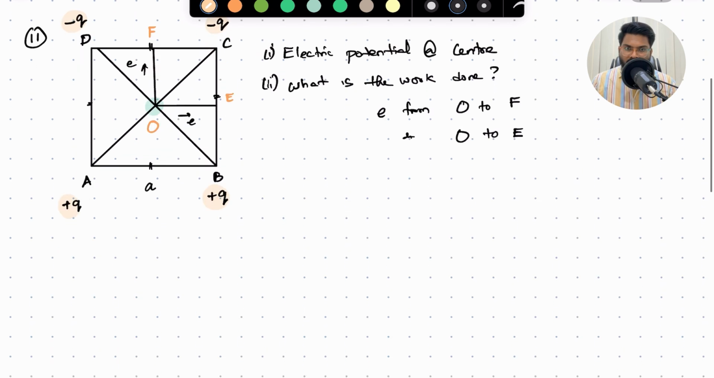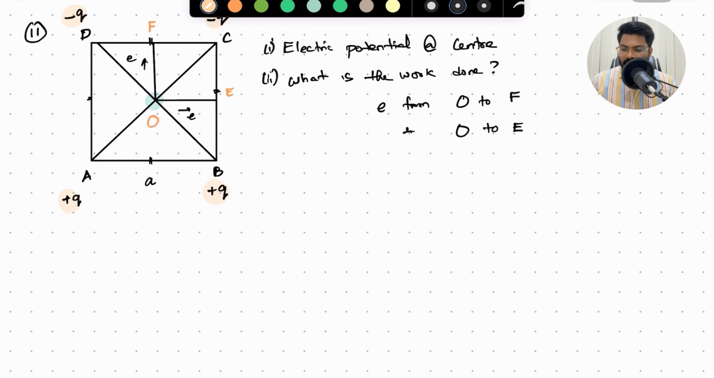Let us do our computation here. Firstly, OA, OB, OC, OD, we could take them all as R. Right? So what I'm saying, they are R.